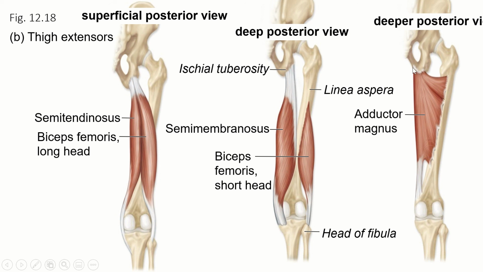And then in this diagram, they've added the deeper view where we can see the adductor magnus. Okay, and I wanted to put this in there so you could think about the adductor magnus kind of deep from the back, deep to the hamstrings, from the front, deep to the other adductor muscles, okay? So it's the one that's most on the coronal plane of the body, if you think of it that way.